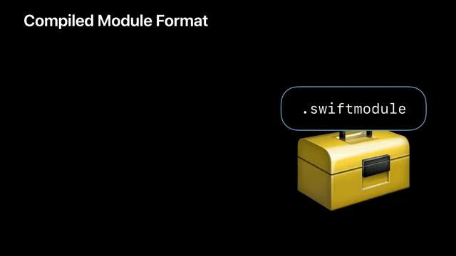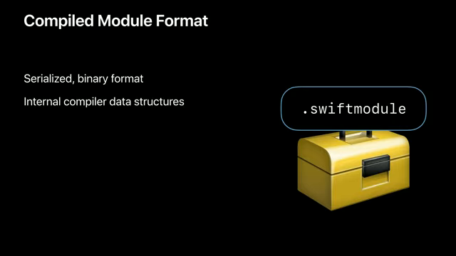Now, this compiled module format is a binary format that basically contains internal compiler data structures. And since they're just internal data structures, they're subject to change with every version of the Swift compiler. So what this means is that if one person tries to import a module using one version of Swift, and that module was created by another version of Swift, their compiler can't understand it and they won't be able to use it.